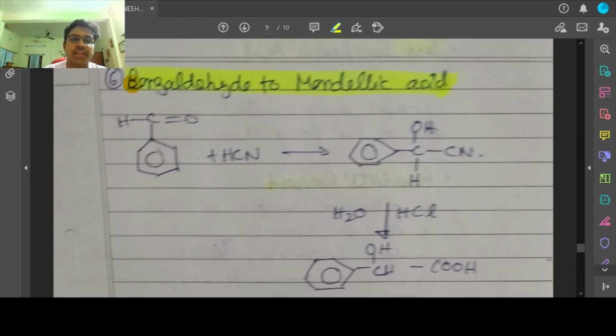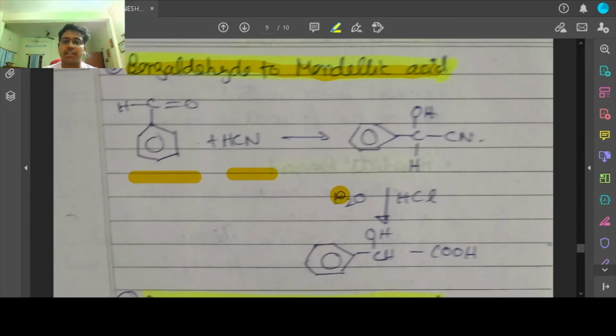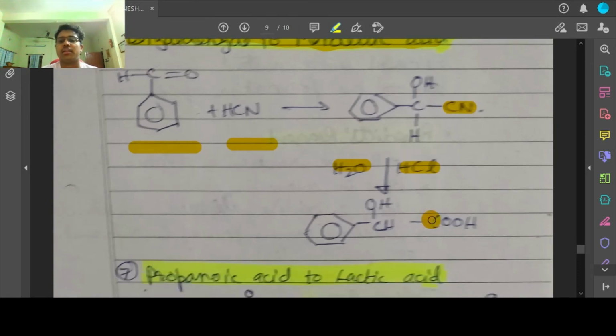So now comes benzaldehyde to mandelic acid. So this is benzaldehyde. This is cyanohydrin formation. As I have said, the oxygen bond breaks, carbon is positive, oxygen is negative. Here hydrogen is positive and cyano group is negative. So positive and negative attract. So this CN group replaces here. Oxygen reacts with the positively charged hydrogen and forms an OH group here, and then H2O and HCl. What I have discussed earlier, this H2O and HCl will convert the cyanide group into a C double bond OH group.